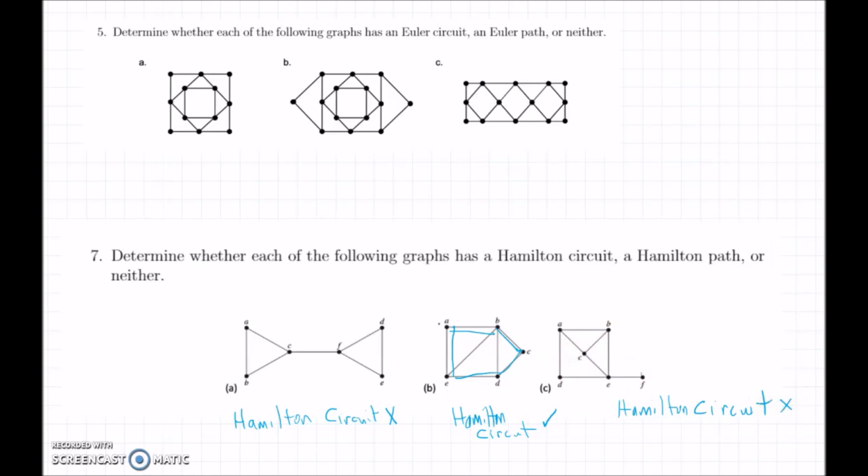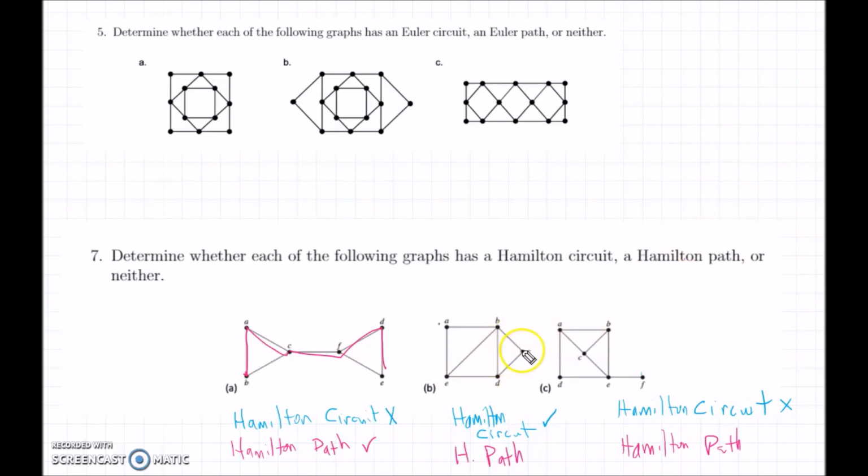Okay? So now let's talk about Hamilton paths. In this case, I don't have to get back where I started, but I do have to hit each vertex. So let's see what happens if I try that. I can start here, boom, boom, boom, boom, boom, check. Right? I hit every vertex. Since it's a path, I don't have to get back where I started. So that does have a Hamilton path.